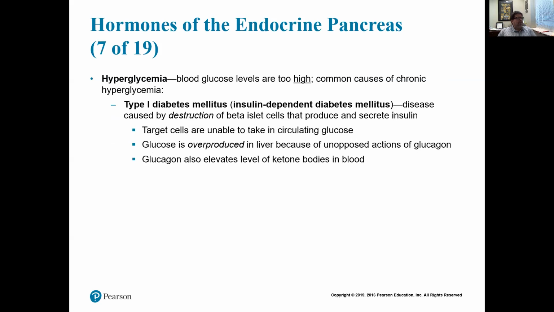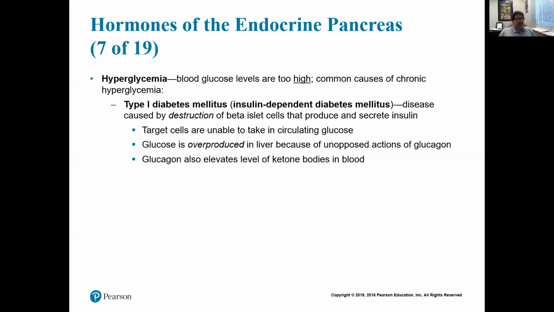Hyperglycemia, levels too high. A common cause of this is diabetes type 1. This is where the body has an autoimmune disease that destroys the beta islets, thereby destroying your ability to make insulin. Target cells are unable to take in circulating glucose. Glucose is overproduced in the liver because of unopposed actions of glucagon, and glucagon also elevates levels of ketone bodies in the blood.